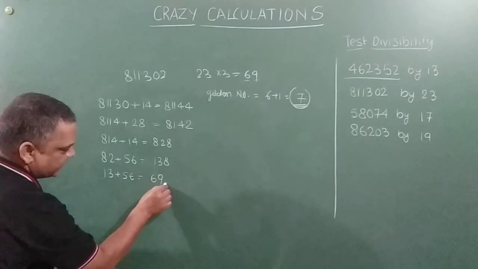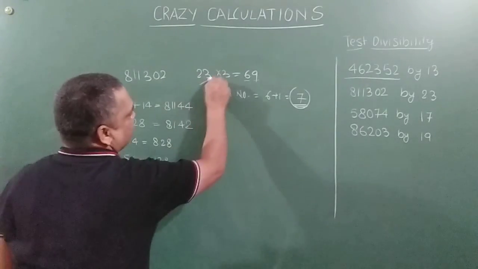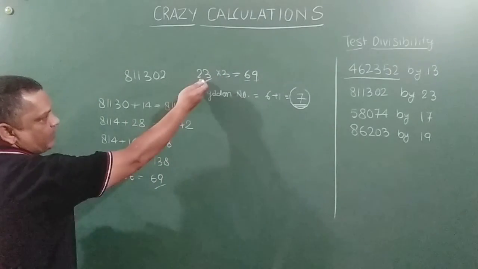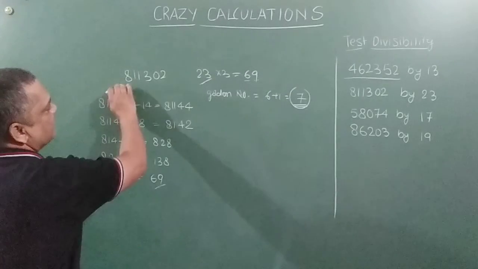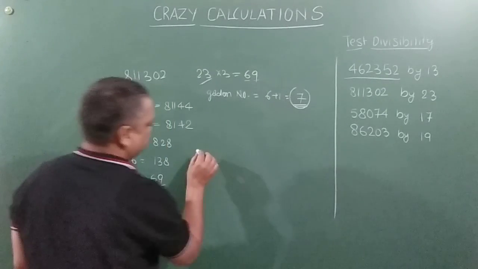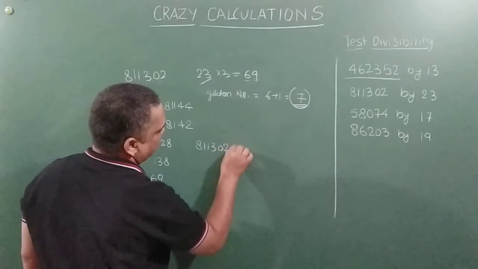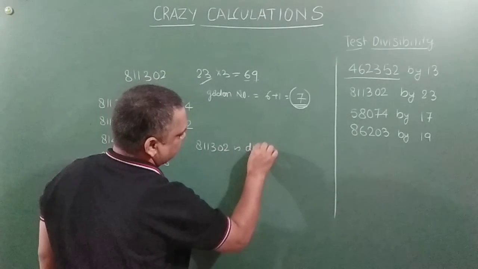Of course, 69 is divisible by 23, we can see here. So 69 is divisible by 23, hence we conclude that this number is divisible by 23. So 811302 is divisible by 23.